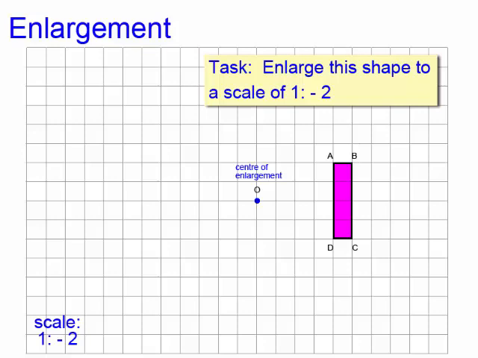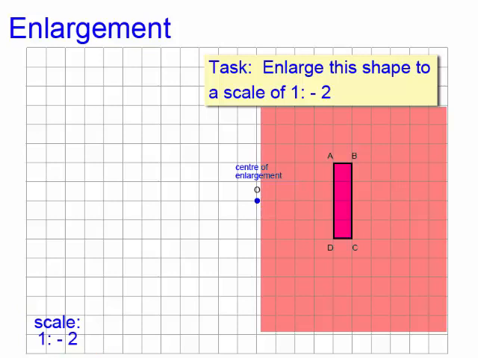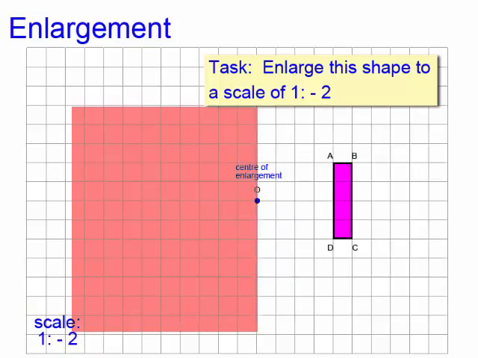In this example, we are going to enlarge the image ABCD with a scale factor of 1 to -2. Now, when we use a negative scale factor, the image is drawn on the opposite side of the center of enlargement. This means the image is not going to be drawn in this sector, but somewhere in this sector.